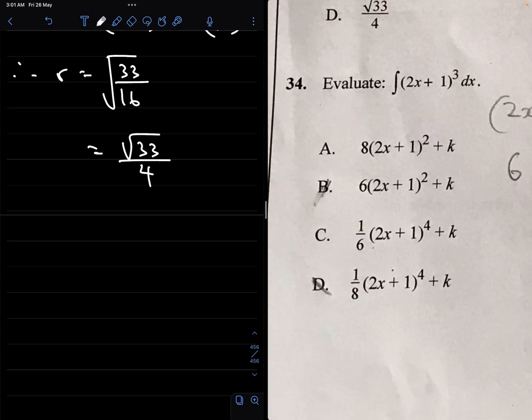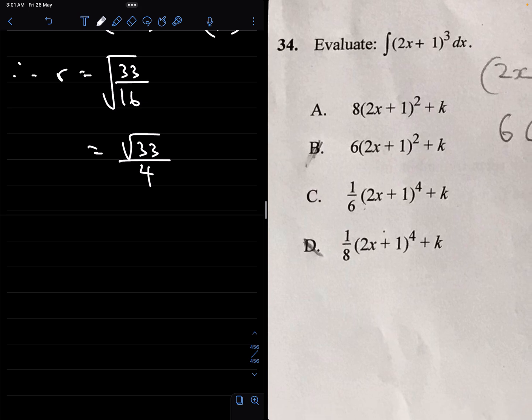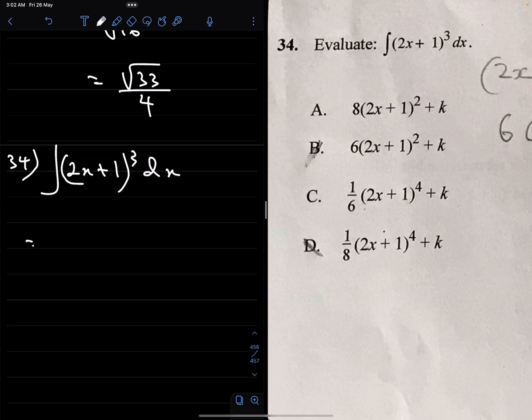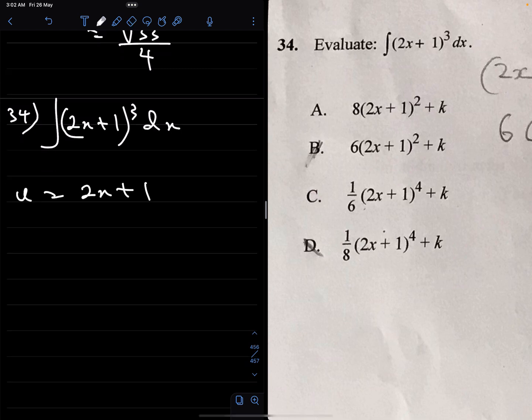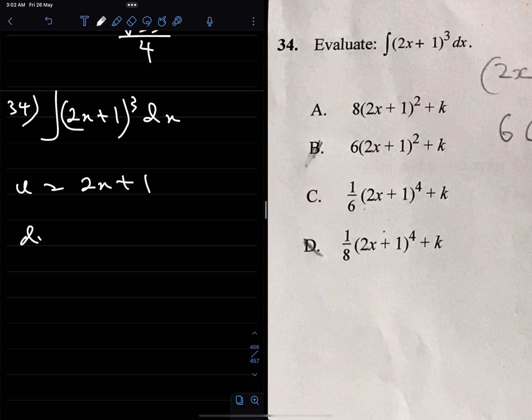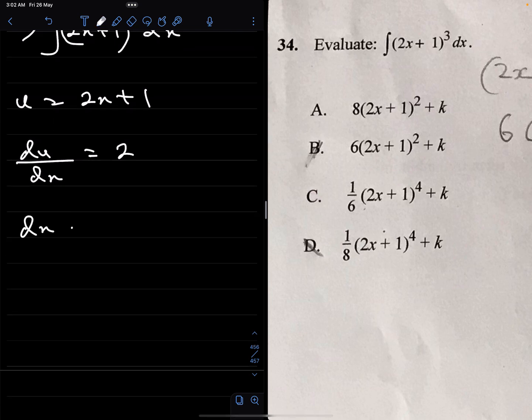Straight we move to the next, which is number 34. Evaluate the integral of (2x plus 1) cubed with respect to x. That's simply the same as, what do we do here? Let me just say let u be equal to 2x plus 1. That means du dx is 2, which means dx is du over 2.